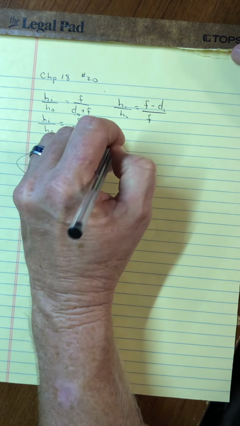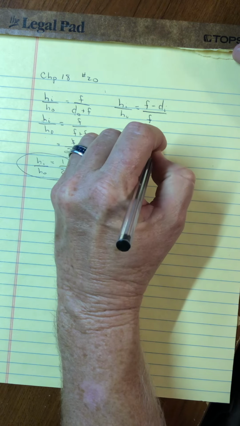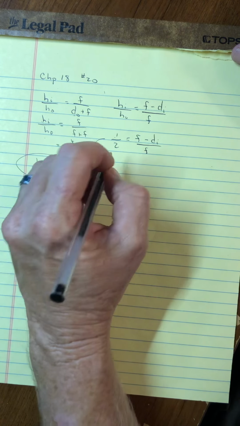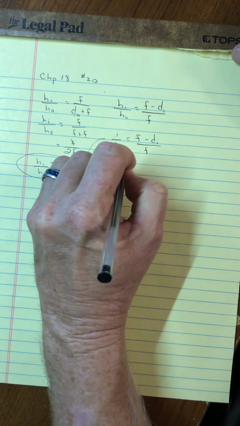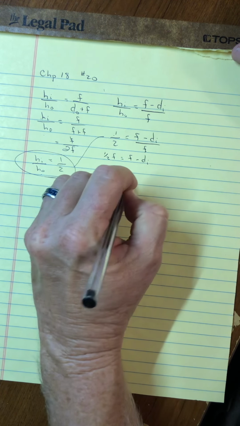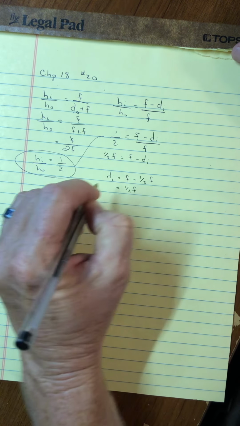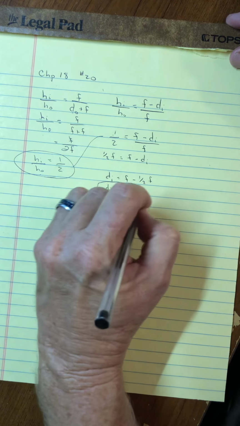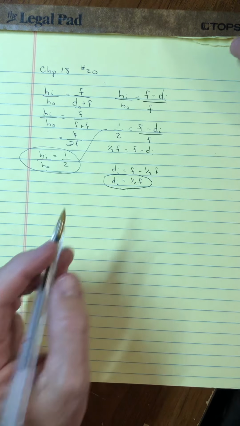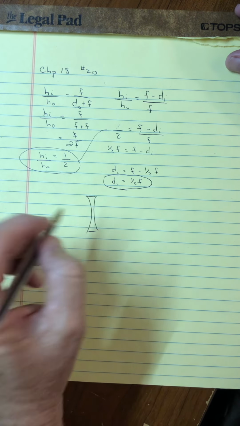But where that becomes useful is we can put that up to here and then solve. So I'll bring this over to here and write it as 1/2 equals f minus image distance over f. I'll bring the image distance to the other side. I'll have f minus 1/2 f and get 1/2 f. So we can answer the first part of this question right here and just say, hey, the image distance is half the focal length. And so if we were drawing a picture, it might look something like this.